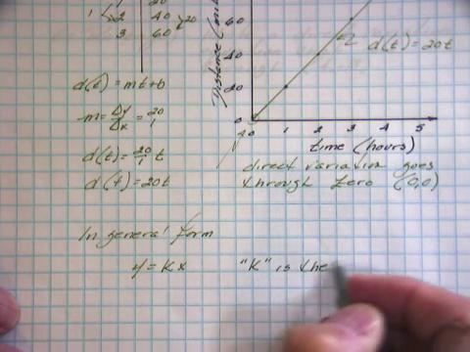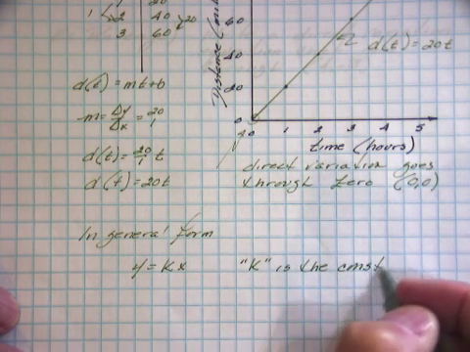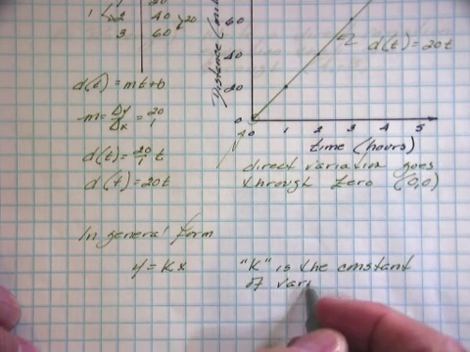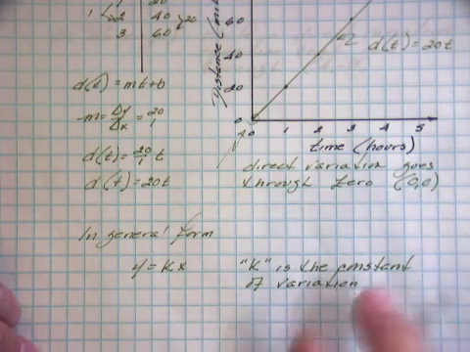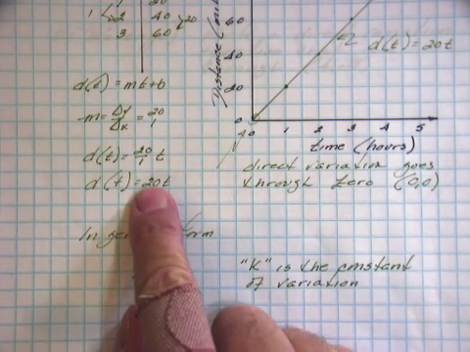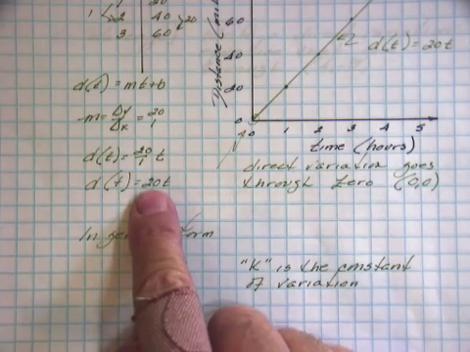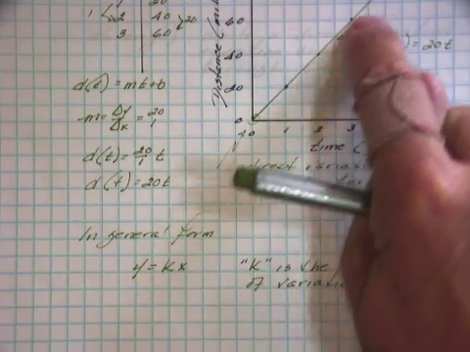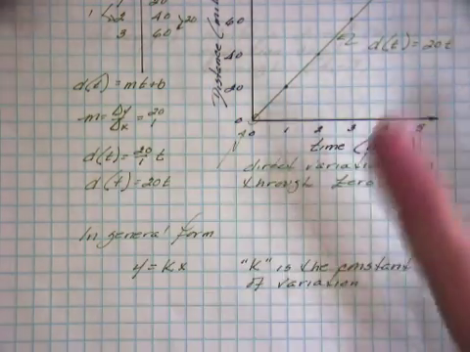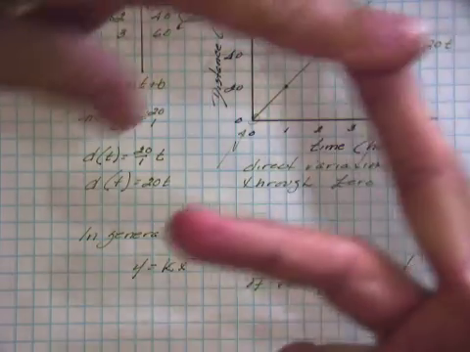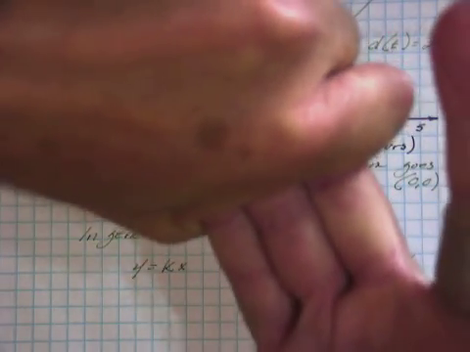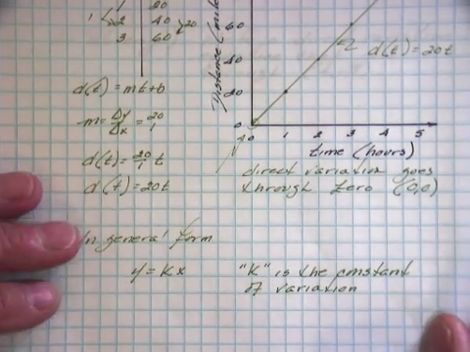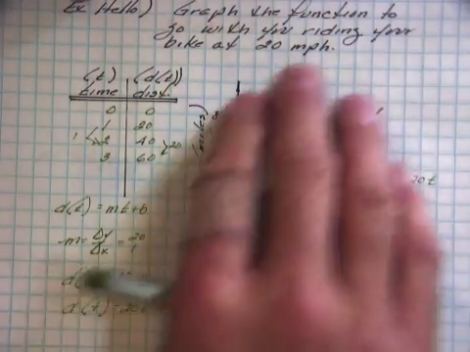We call k the constant of variation. And it makes sense because, for example, here it's 20, the k value is 20. It's the slope, it's the rate of change. It's how the function varies for each hour you go. So slope, rate of change, constant of variation, all mean basically the same thing. So don't let that confuse you.